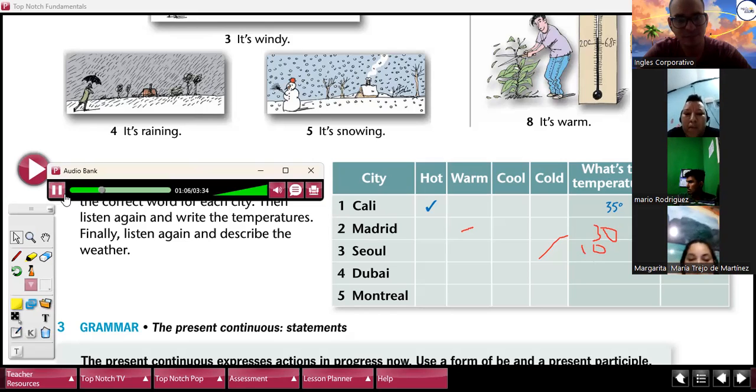Report four. Good afternoon from Dubai in the United Arab Emirates. This is your 2 o'clock weather report. It's a hot and uncomfortable 33 degrees at this hour in Dubai, and it's raining.